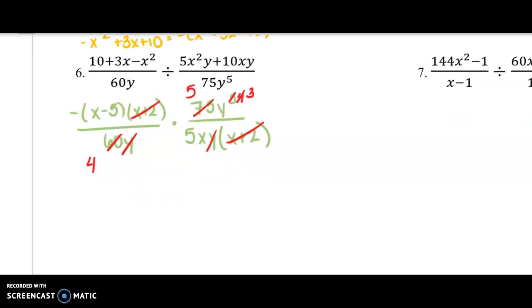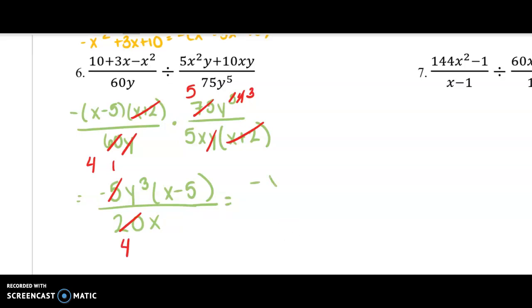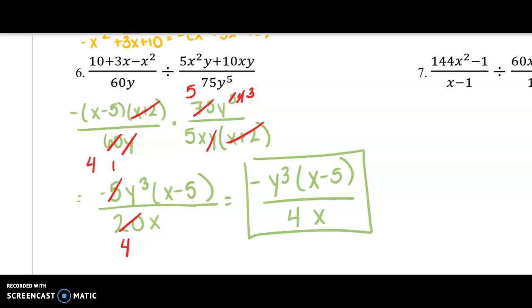Then again, there's another y down here that would cancel to make it y to the 3rd. There were 2 y's down there that I could get rid of. So then from there, I would be left with negative, I have a 5 out front, x minus 5 over, forgot the y to the 3rd, times x minus 5 over, what would that be? 20x. And again, maybe you missed that the 2 5's would cancel. That's fine, because in here you could say that would be 1 and that would be 4. That's why I always said to keep checking. So negative y to the 3rd times x minus 5 over 4x. That would be our final answer.